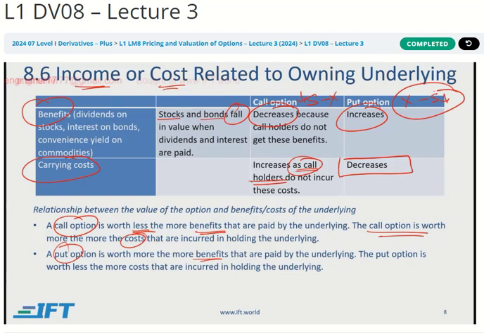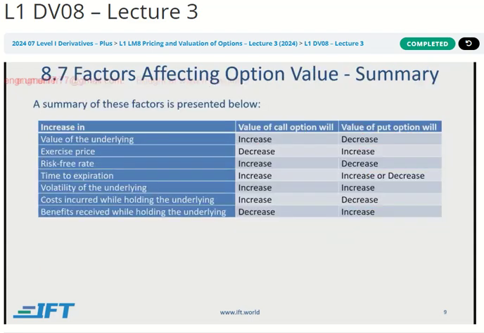And as far as the costs are concerned, your put option will be worth less because there is cost in holding the underlying asset. Here is a summary. The value of the underlying increases the value of a call option and decreases the value of a put option, because it's X minus S for the put, and here it is S minus X for the call.